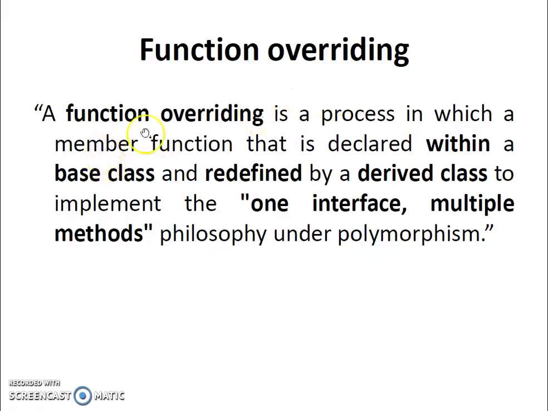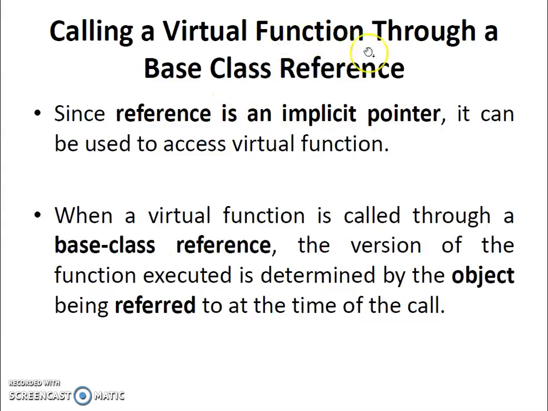Next, function overriding. It is a process in which a member function that is declared within a base class is redefined by the derived class, to implement the one interface, multiple methods philosophy under polymorphism. Calling the virtual function through a base class reference: since the reference is an implicit pointer, it can be used to access the virtual function. When a virtual function is called through a base class reference, the version of the function executed is determined by the object being referred to at the time of the call.